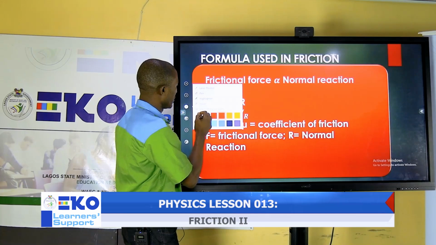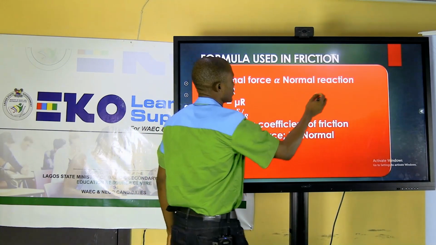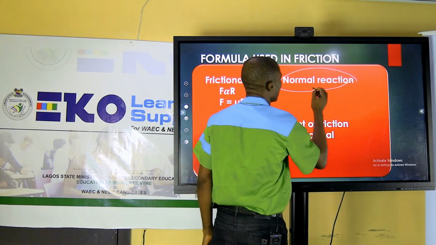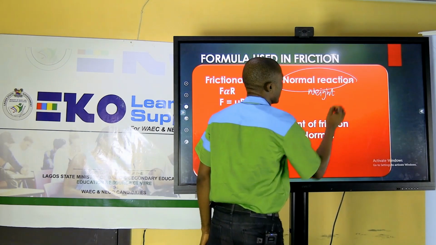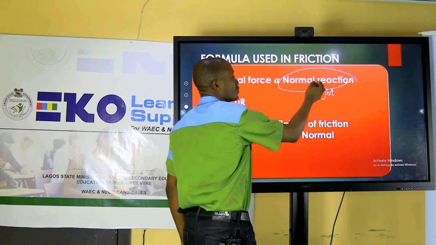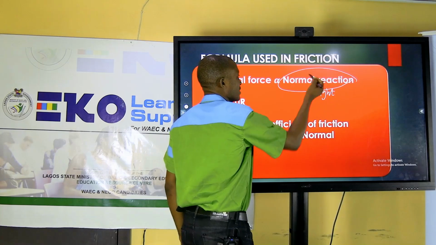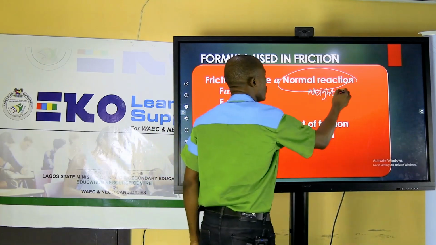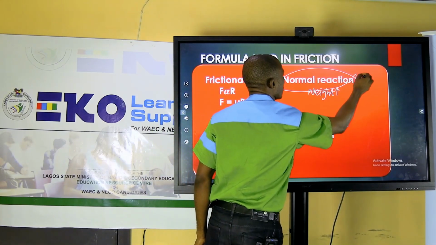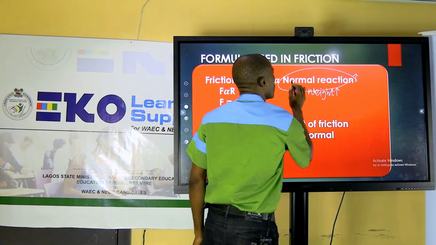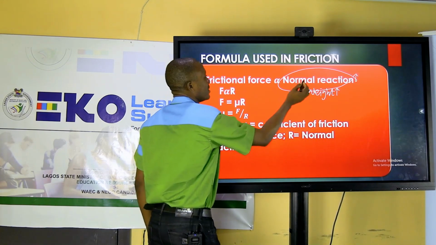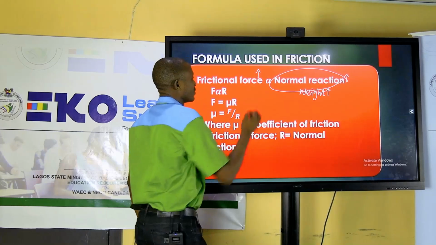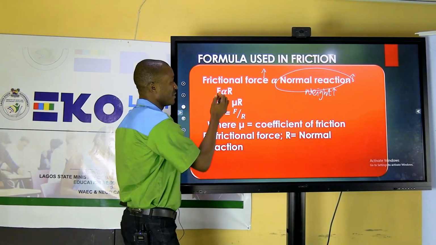Now, look at normal reaction. This normal reaction is a function of weight. So whatever happens to weight happens to normal reaction. So as weight increases, normal reaction also increases. So since normal reaction is directly proportional to frictional force, implicit to that, the frictional force also increases. So that's why we have it mathematically.